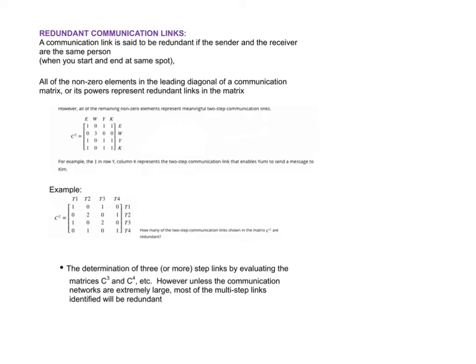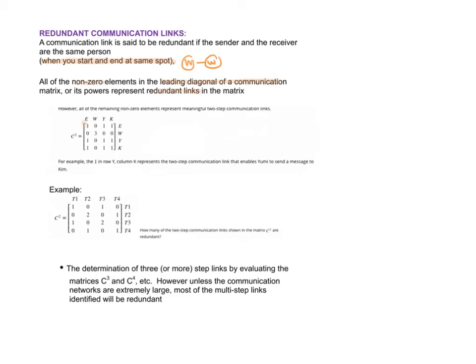Alright, so now we're going to look at these redundant communication links. So like we saw before, Wong had 3 two-step communications, but the message is like Wong going back to Wong. So it's sort of pointless. If it was an actual message, she's sending a message to come back to her. So that's sort of redundant. It's not really needed. So a redundant communication is when you start and finish at the same spot. So like we saw before when we went from Wong to Wong, back to Wong. Okay? So all the non-zero elements in the leading diagonal of the communication represent redundant links.